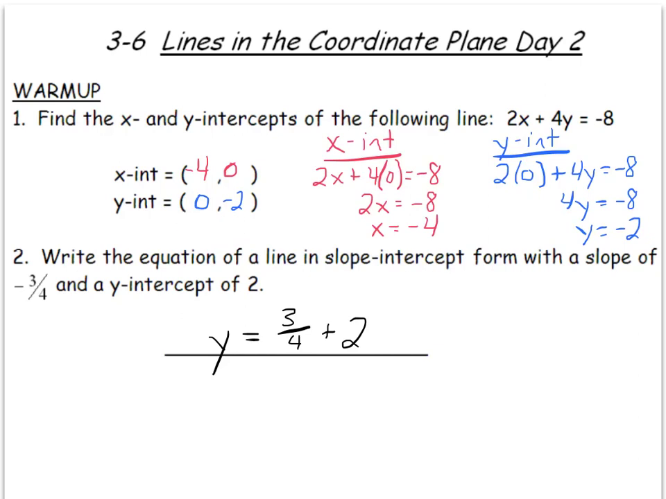In number 2, it said write the equation of a line in slope-intercept form with a slope of 3/4. Oh, I think there's a negative there, and there is, so let me go ahead and add that in real quick. Negative 3/4 and a y-intercept of 2. So remember, slope-intercept form is y equals mx plus b. The m is my slope, and I missed my x here. Good job. Way to start this lesson. So I've got y equals negative 3/4 x plus 2 because my y-intercept was 2.